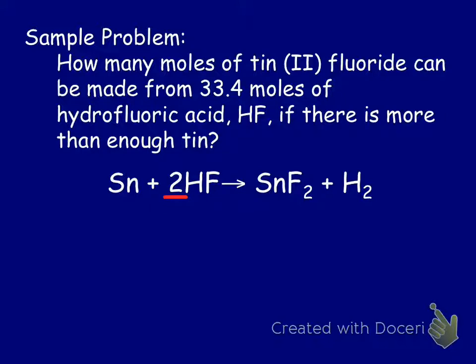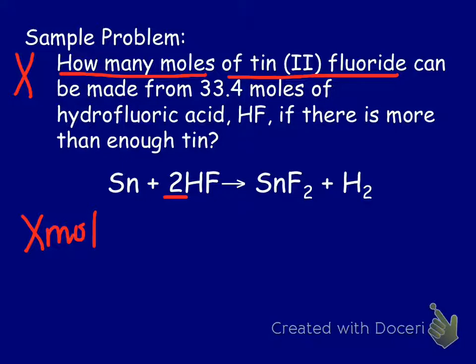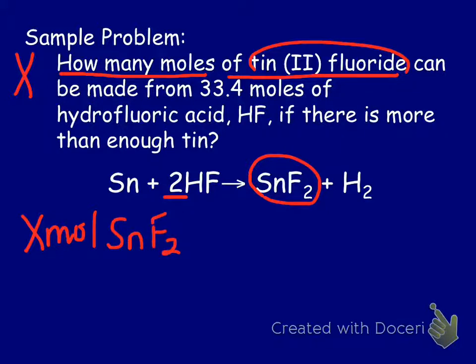The next step is step 2, rewrite the problem as a math problem. So I'm going to convert this word problem to a math problem. So starting with how many moles, and how many always means X, moles of tin 2 fluoride. And tin 2 fluoride is actually in the balanced equation. We just have to look for it, and it's this one right here, so I don't have to worry about figuring out how to write that. I'm just going to go ahead and copy from my balanced equation.